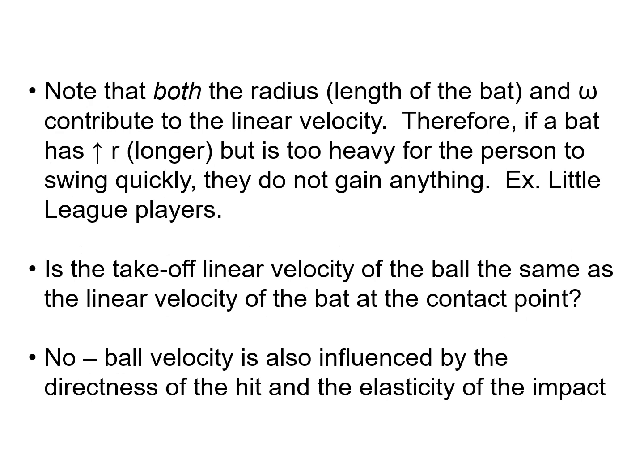Note that both the radius, the length of the bat, and angular velocity contribute to linear velocity. Therefore, if a bat has a greater radius, meaning it's longer, but it's too heavy for the person to swing quickly, they don't gain anything. Little League players use lighter bats. College players use aluminum bats, which are lighter than wooden bats. I personally think college players are developed enough that they should be using wooden bats, but aluminum is so they can hit the ball harder.